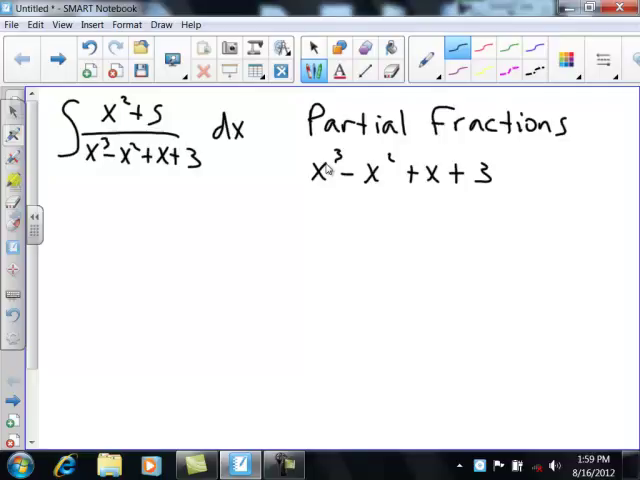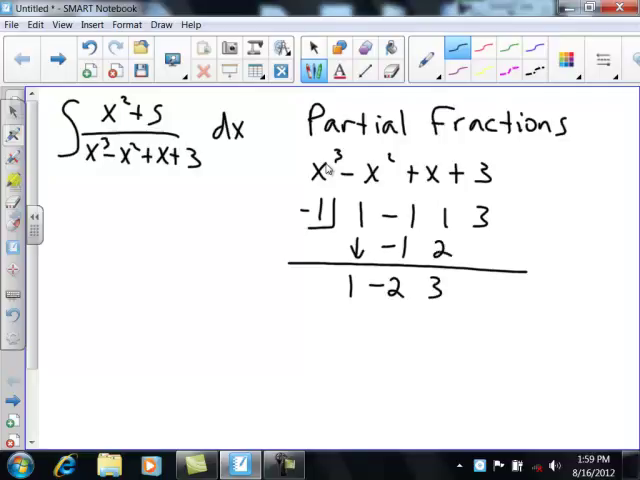Now I'm going to skip to one that works. I know that negative 1 works, so I'm going to put negative 1 in the box. And we have 1, negative 1, 1, and 3 for our synthetic division. So I bring down the 1. Negative 1 times 1 gives me negative 1. That gives me negative 2. Negative 1 times negative 2 gives me positive 2. 1 plus 2 gives me 3. And negative 1 times 3 gives me negative 3, and so I get 0 like I want.